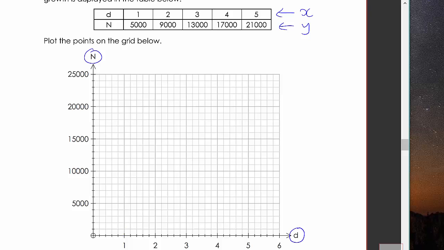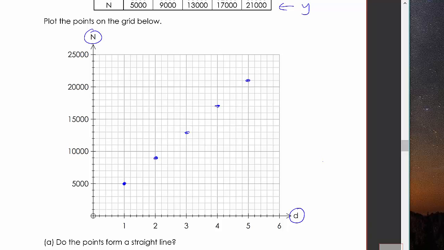So we've got to plot these points. So we've got 1, 5,000, which will be just there. We've got 2, 9,000. 3, 13,000, so it's 10, 11, 12, 13. 4, 17,000, so 15, 16, 17. And 5, 21,000.